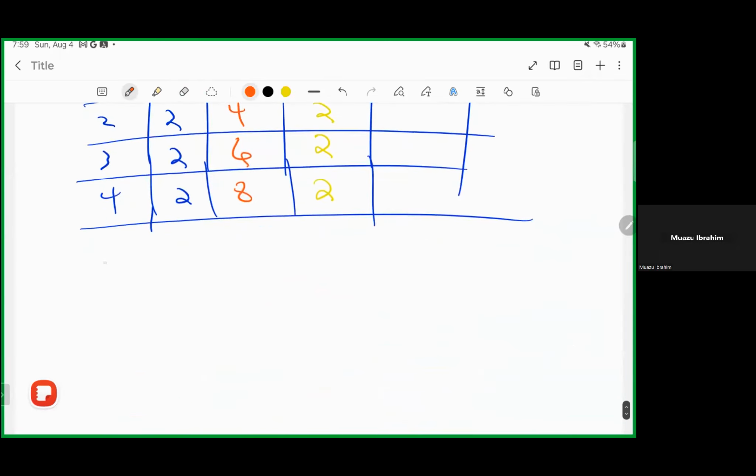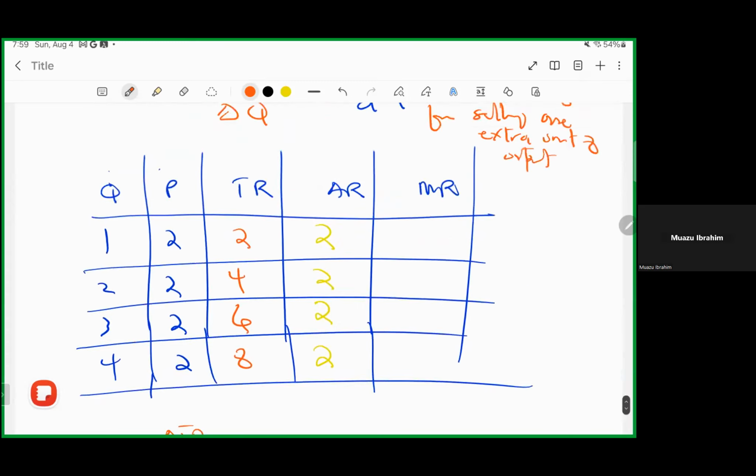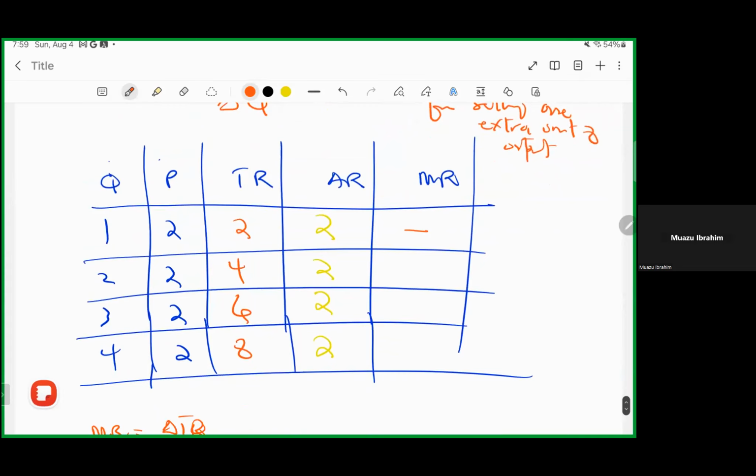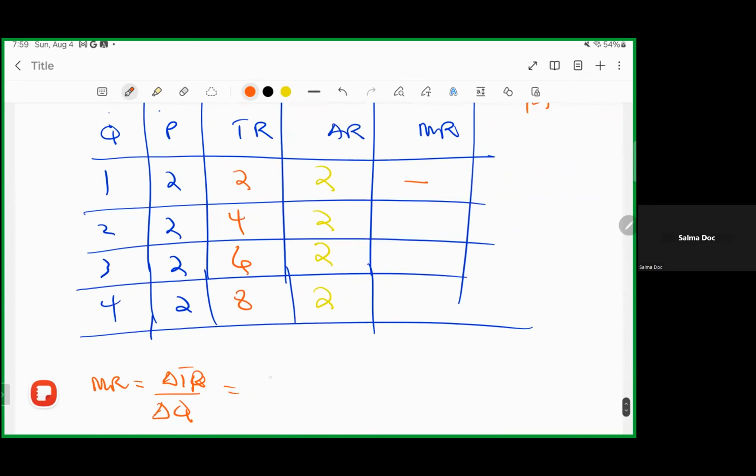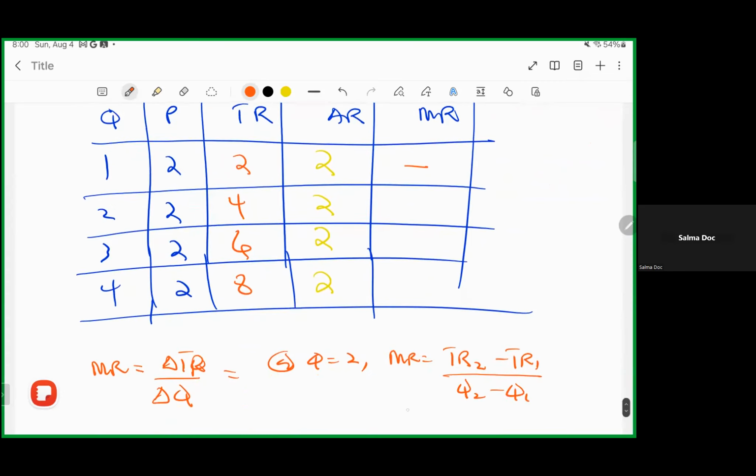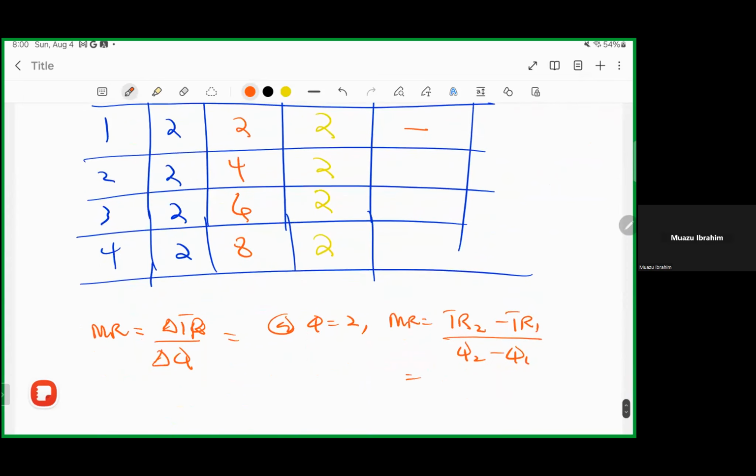So here, our marginal revenue is the change in total revenue all over change in quantity. The first one is normally 0 because you don't have the other one. So the next one, output 2. When Q is equal to 2, the marginal revenue will be total revenue 2 minus total revenue 1 all over quantity 2 minus quantity 1. Total revenue 2 is 4.